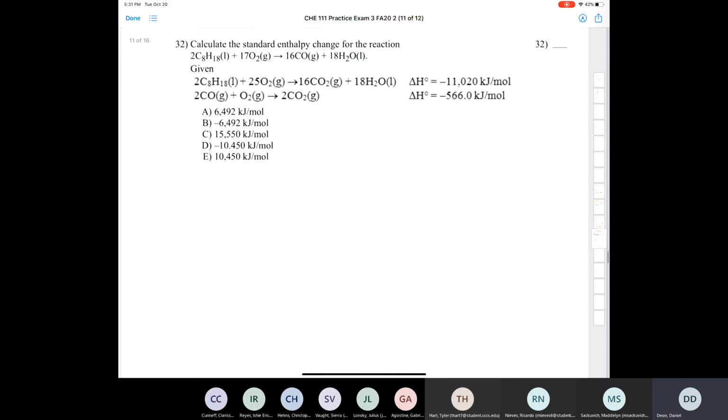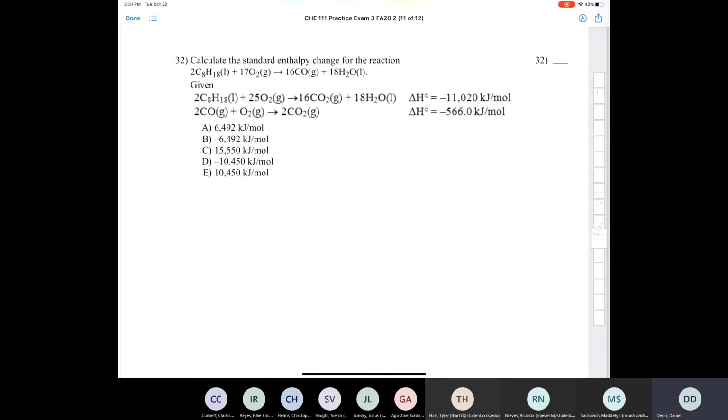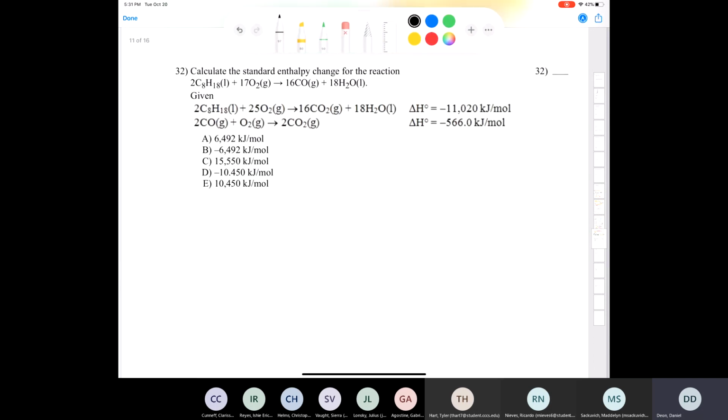Let's proceed on from there to question 22. Much in the same vein as the last question. It's just another application of Hess's law and seeing if we can manipulate these two equations that are given in order for us to calculate the standard enthalpy change for this reaction right here. So we have 2 moles of C8H18. That's octane, like the octane that's found in gasoline. Well, 17 moles of oxygen gives you 16 moles of carbon monoxide.